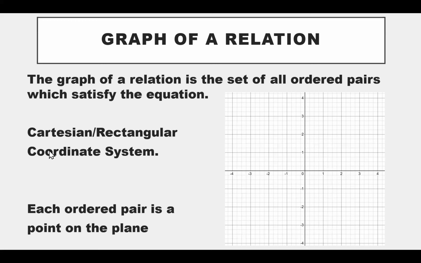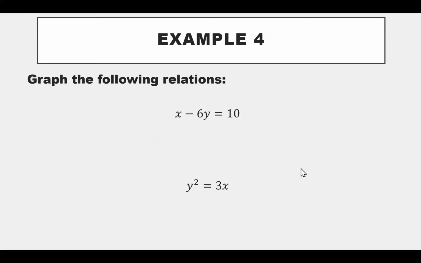By the way, it's called Cartesian. It might seem like a weird word. That's because it's named after a mathematician named Descartes. So that's where you get the first part of that. And rectangular because you're moving in rectangles, left and right, up and down. So there you go.